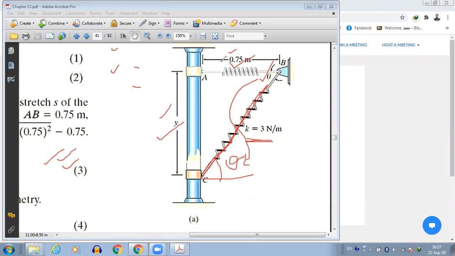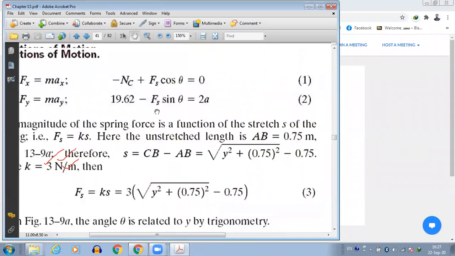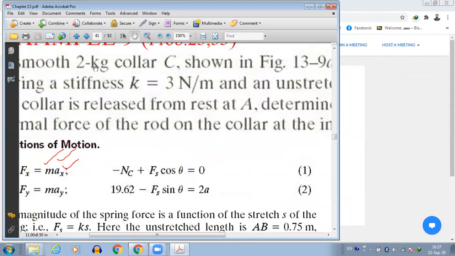In the second equation, why did we put 2a? One student is asking that. Why we put 2a? Because it's may. What is the mass? The mass is 2 kg. This is a 2 kg collar. Is that clear?